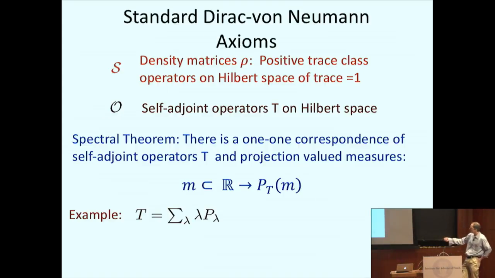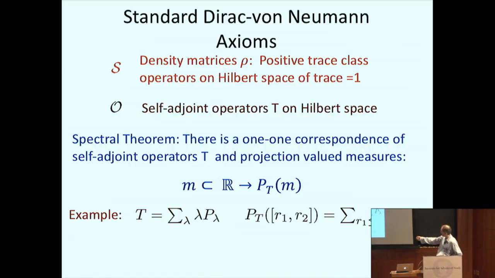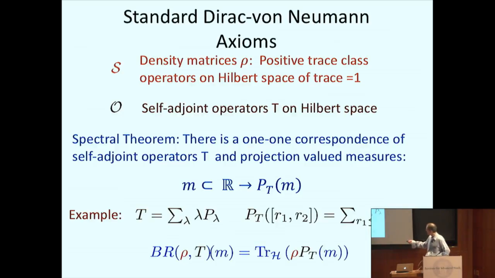For example, if T has a discrete spectrum, you can write it as a sum over its eigenvalues of lambda times the projection operator onto the lambda eigenspace. Then if we take P_T of the closed interval from R1 to R2, we simply get the sum of the orthogonal projection operators for lambda between R1 and R2. So what does the Born rule look like for a state rho and an observable T? If we evaluate it on a measurable set M, it's the trace of rho times the projection-valued measure of M. And this is just the formula that you've all learned in your undergraduate quantum mechanics textbooks, I promise.